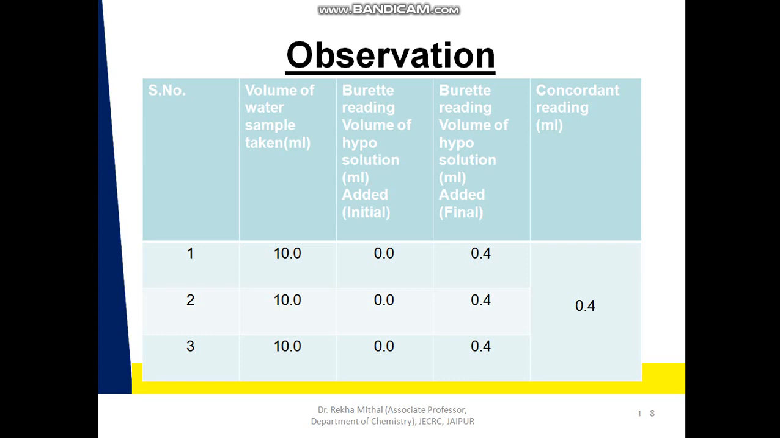Now, the first observation is 0.4, that is the burette reading is 0.4 ml. In the second observation, again we get 0.4 ml, and in the third observation 0.4 ml. So our concordant reading is 0.4 ml. We have to do the calculation with 0.4 ml. If we do the titration very carefully, then we'll get the exact or correct reading. So 0.4 is our concordant reading, and we'll do the calculation with 0.4 ml.